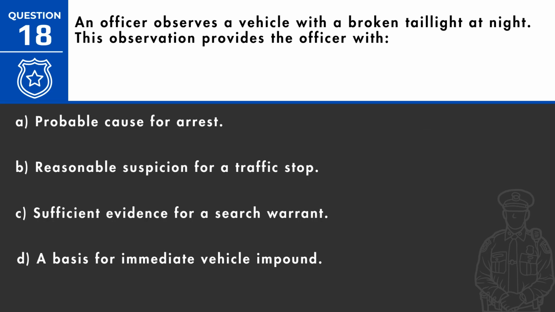Question 18. An officer observes a vehicle with a broken taillight at night. This observation provides the officer with A. Probable cause for arrest. B. Reasonable suspicion for a traffic stop. C. Sufficient evidence for a search warrant. D. A basis for immediate vehicle impound.